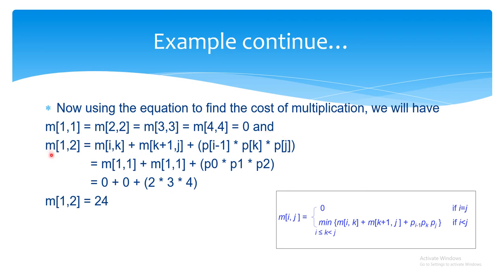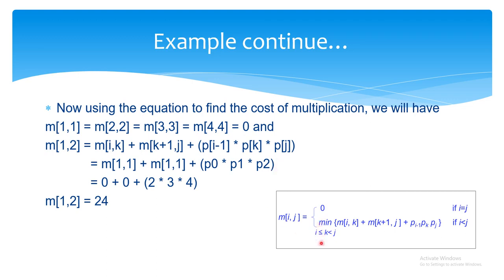The next value that we have to find out is M12. Now we know this particular equation. Here the difference between i and j is only 1, so you will have only one equation. When you find M13, the difference between 1 and 3 is 2. In that case, you will have two equations.